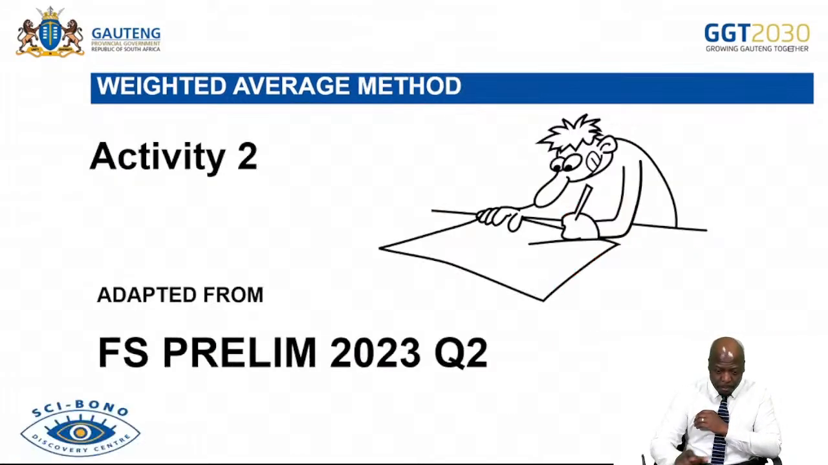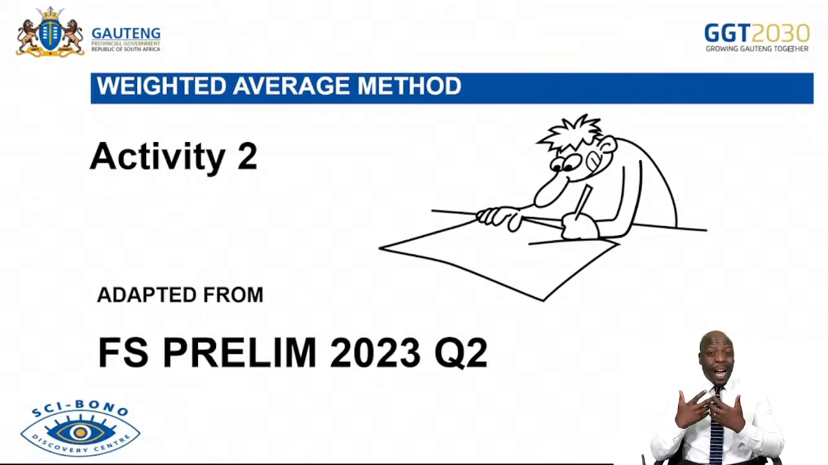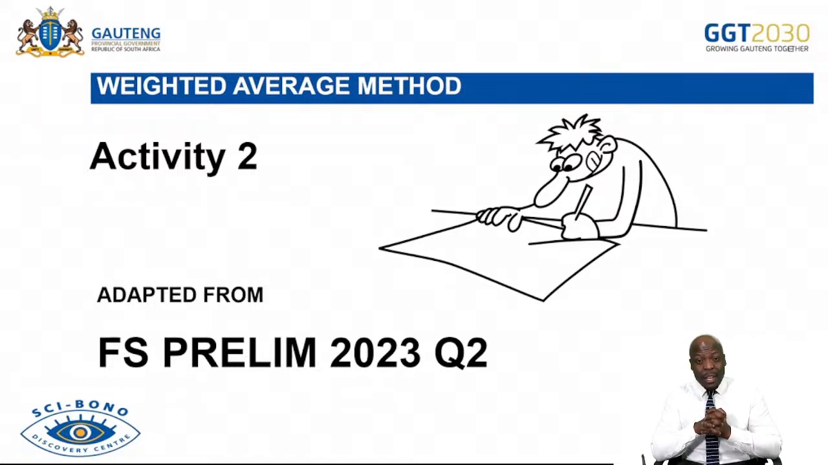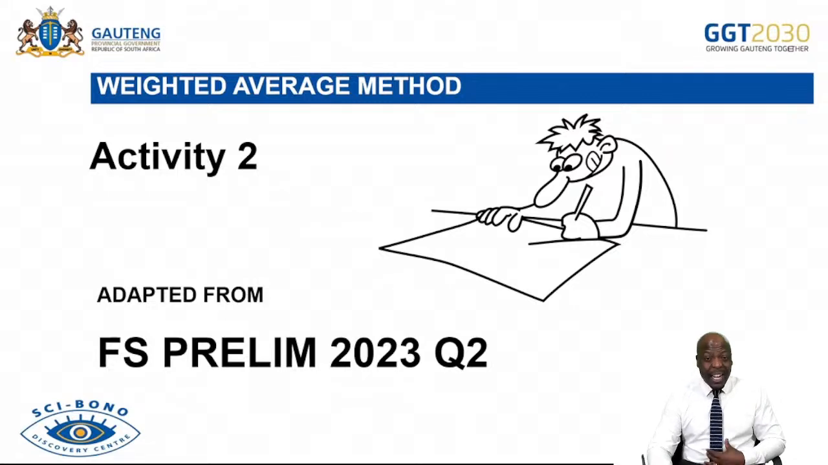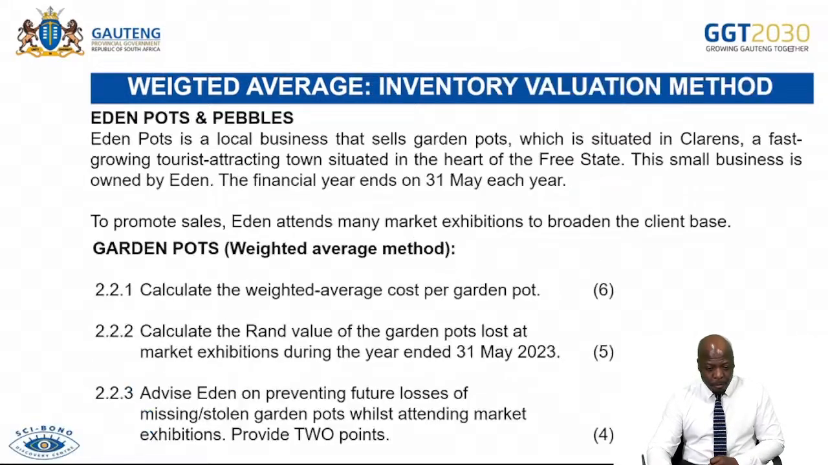Here is activity number 2. This one we pulled out from the Free State Prelim paper for the year 2023, and our focus is on question number 2. There are other aspects of the paper that we ignored, but we only wanted to address aspects that have to do with the weighted average method. Let's see if we can get something out of this. Are you ready? Let's go.